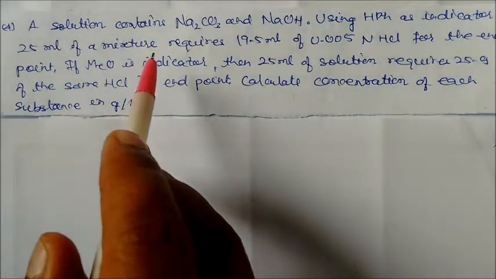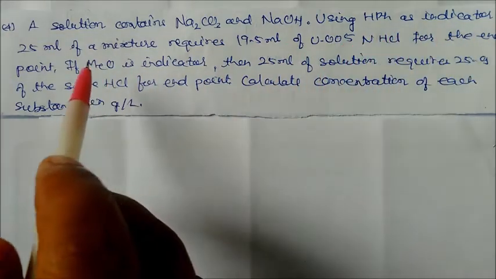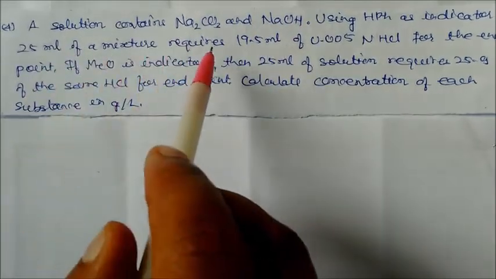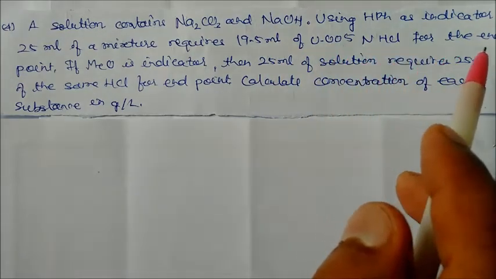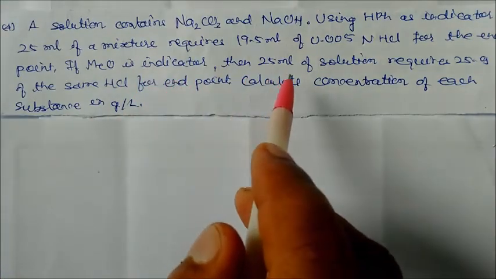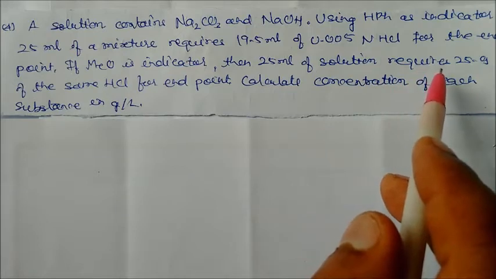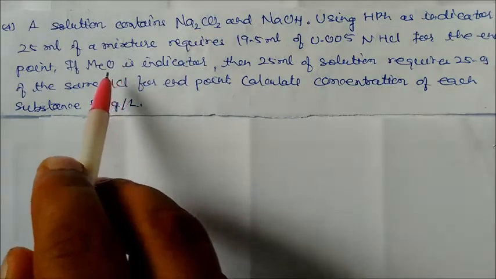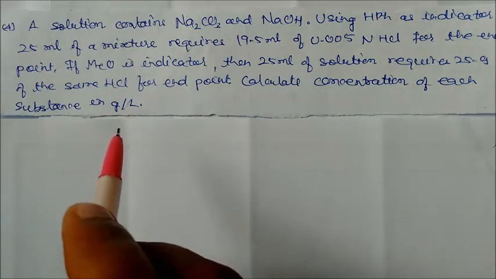A solution contains sodium carbonate and sodium hydroxide. Using phenolphthalein as the indicator, 25 ml of the mixture requires 19.5 ml of 0.04 normality HCl for the first endpoint. If methyl orange is the indicator, then 25 ml of the solution requires 25.9 ml of the same HCl for the other endpoint. Calculate the concentration of each substance in gram per liter. Again we have to find the strength of the solution.